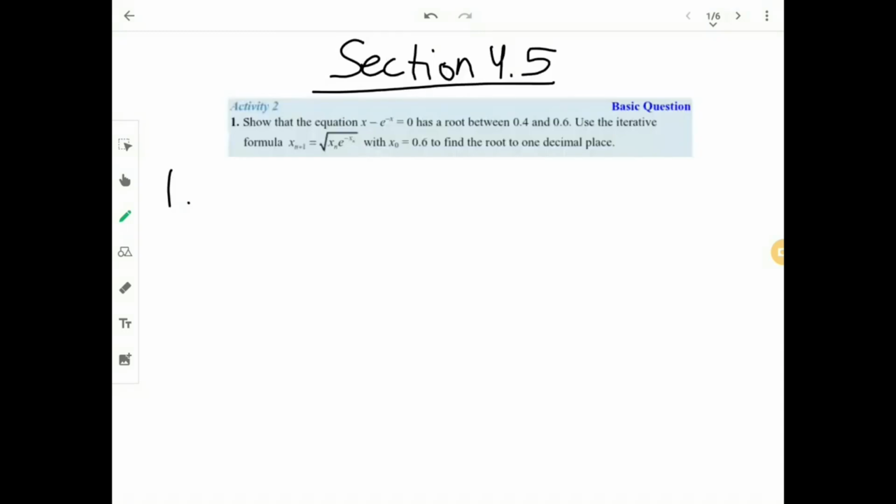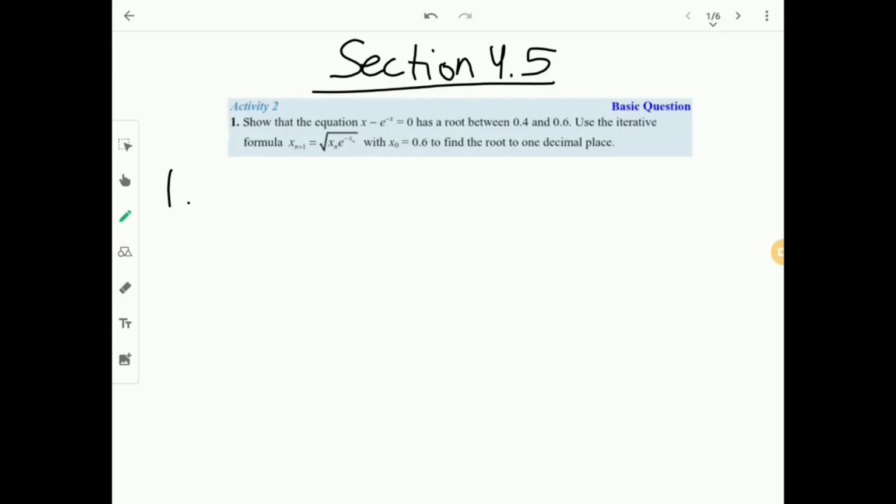Okay guys, let's move on to section 4.5, which is the next section required for the periodic. This section deals with solving equations graphically, solving them by rearranging, and what better way to learn than by solving this quick activity. So let's do activity 2 number 1.